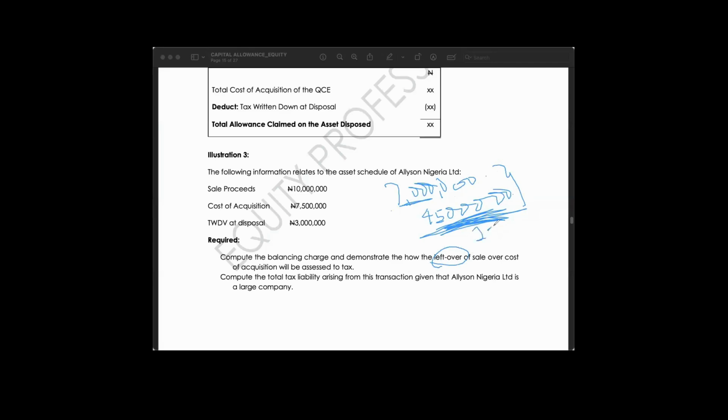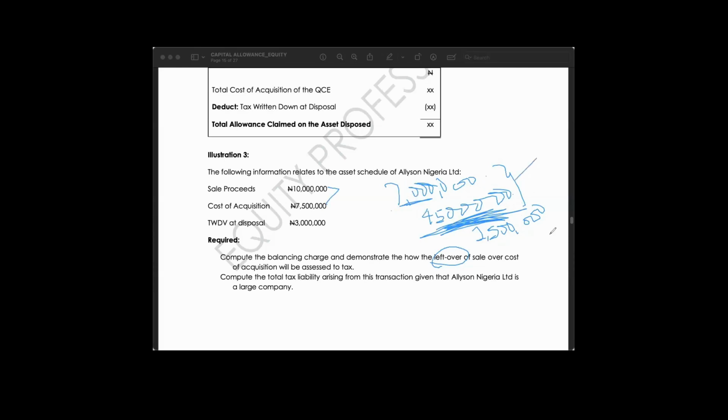That's 2,500,000. So what will happen to this 2.5 million? The 2.5 million will be subject to capital gains tax. And how do we mean? When you are computing your capital gains tax, it will be computed based on the excess of your sales proceeds over your cost of acquisition and other incidental costs. Your cost of acquisition here is 7.5, your sales proceeds here is 10 million. If you subtract the two, you have 2.5 million. That is the capital gain, which is the same thing that happened here, which is the leftover.